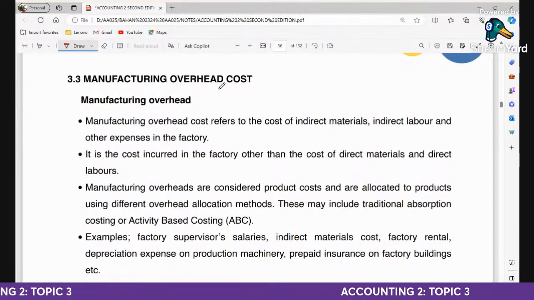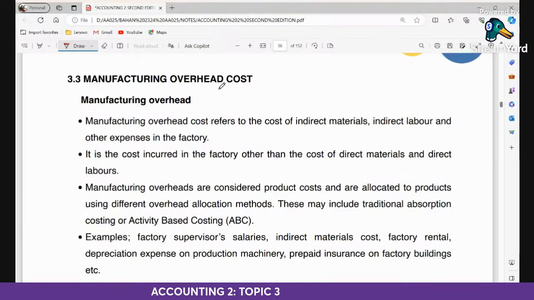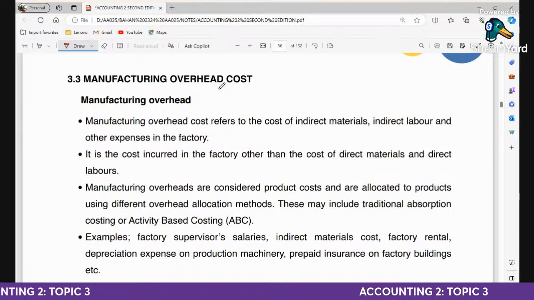So moving forward to 3.3. This is the last item for your manufacturing costs.